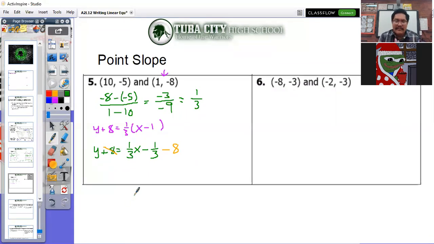Now, when you're adding a mixed number to a whole number, that is a tough thing to do. But in this case here, it's like saying if I had say $8 and I add 33 cents, just put them together. Y equals 1/3 x minus 8 1/3. And it looks like we're done with that one.